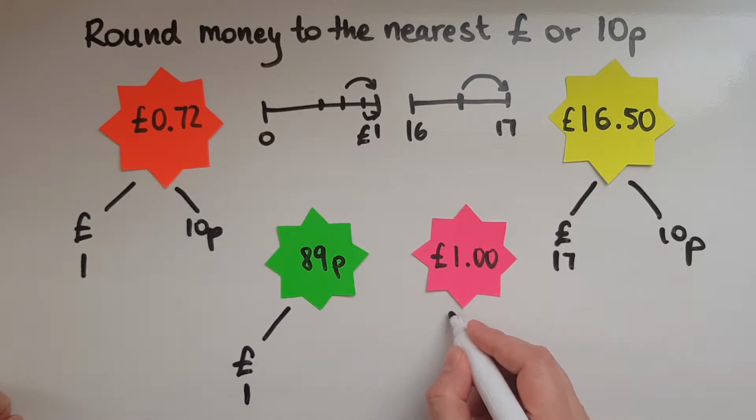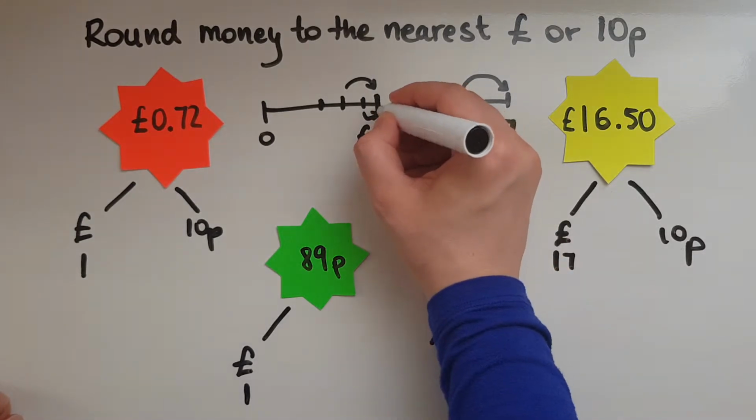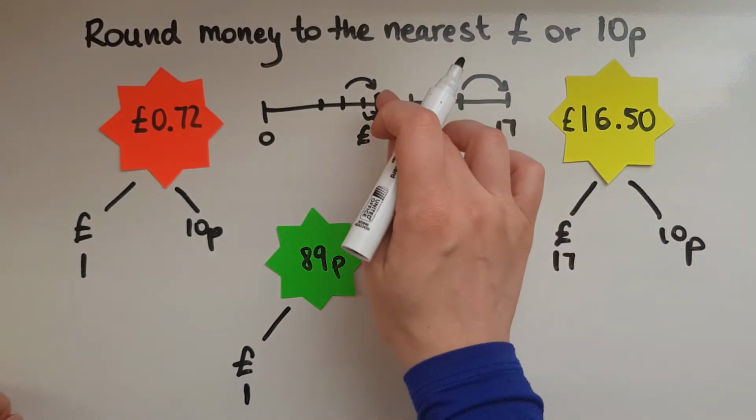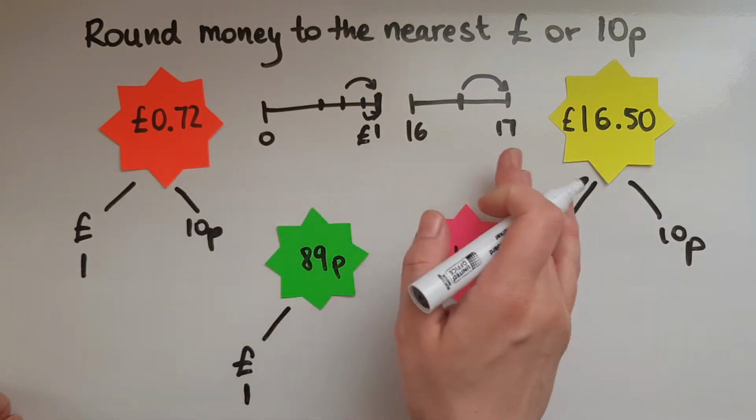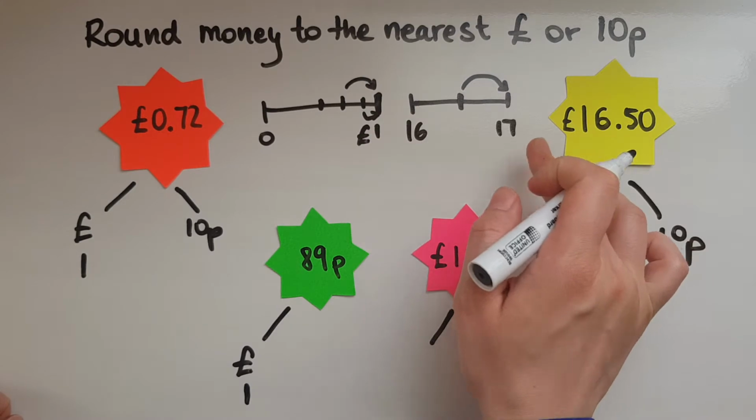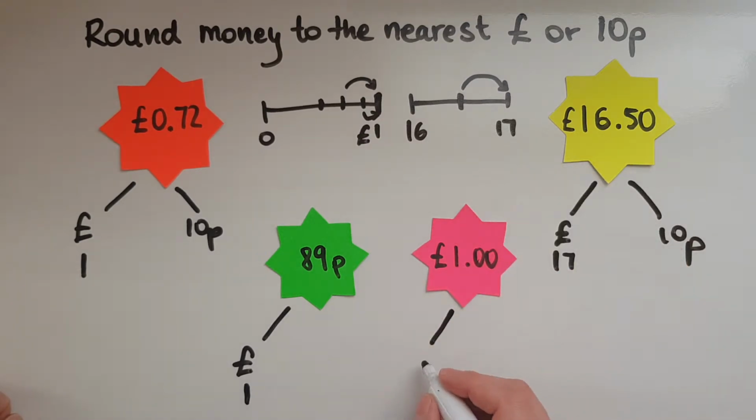And how about a pound? That is spot on here on 1 pound. So we'll round it to a pound. We can't say 2 because that would be much further away. So that is again 1 pound.